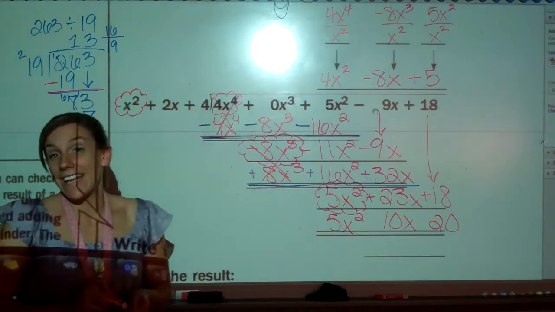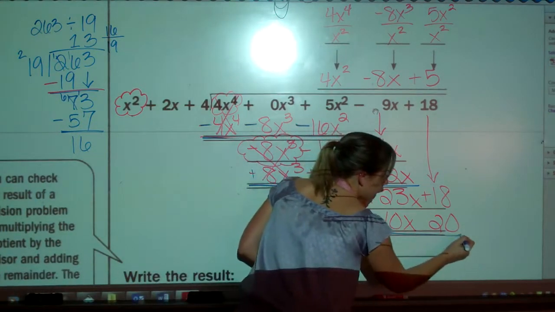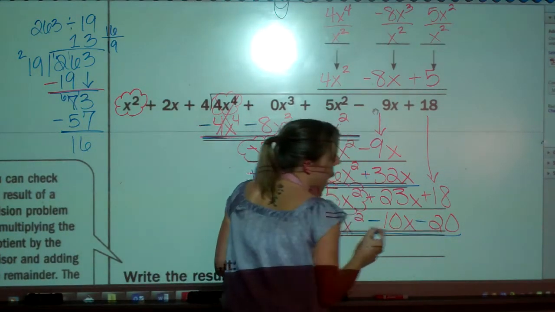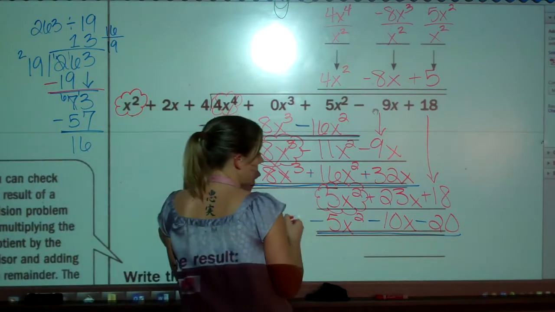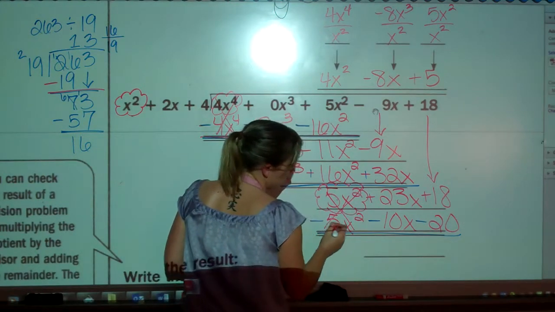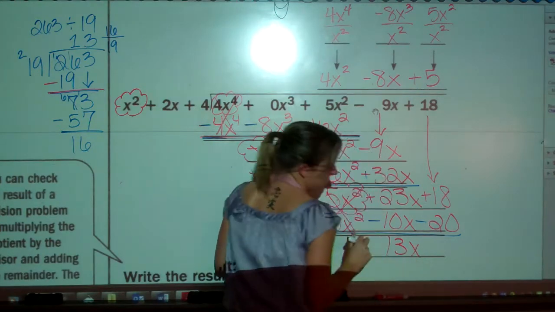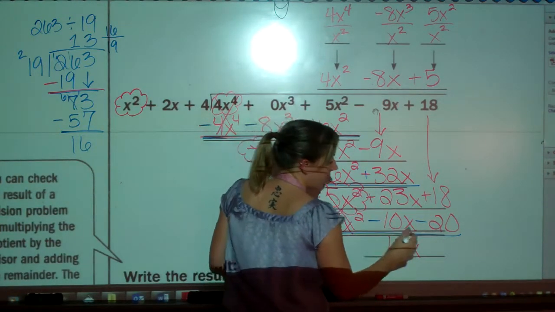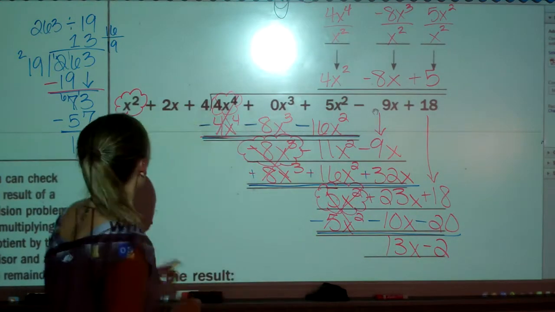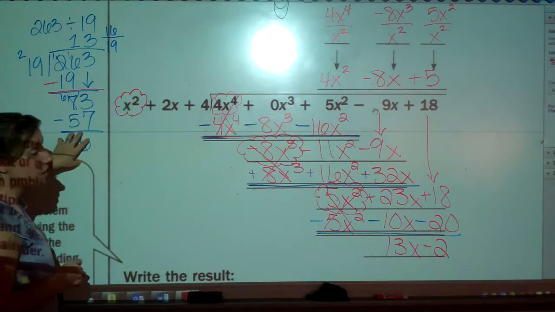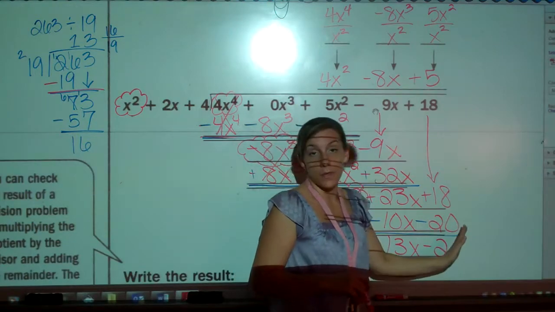All right, again, I didn't put pluses there because I'm going to change the signs anyway. So draw the line, change their signs. They're all positive, so they all become negative. So 5x squared and negative 5x squared cancel. 23x and a negative 10x is 13x. A positive 18 and a negative 20 is minus 2. Okay? So just like we had something left here, if we have something left here, there's nothing else to bring down, so we're done with the problem.